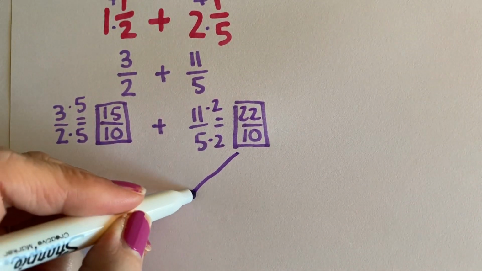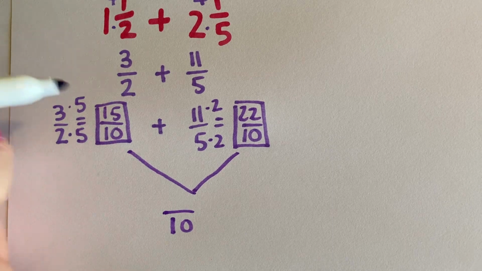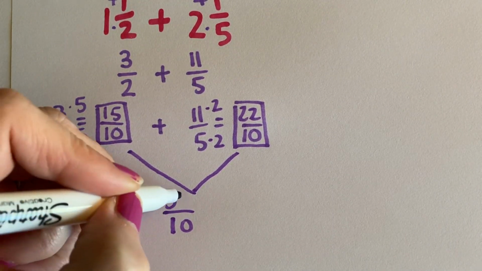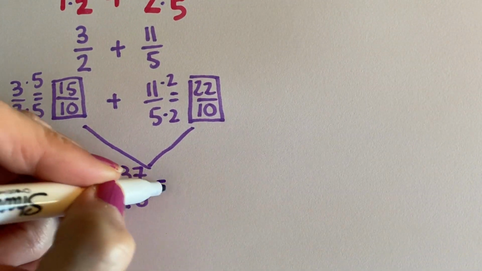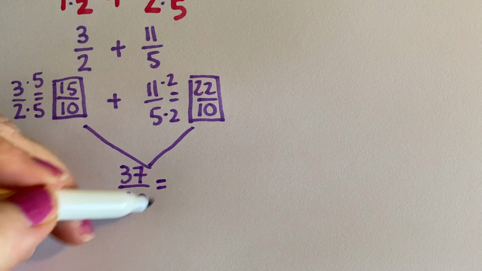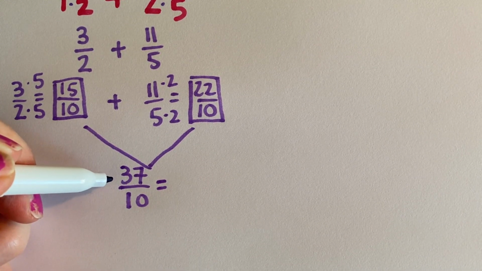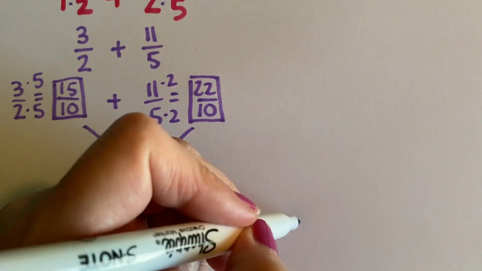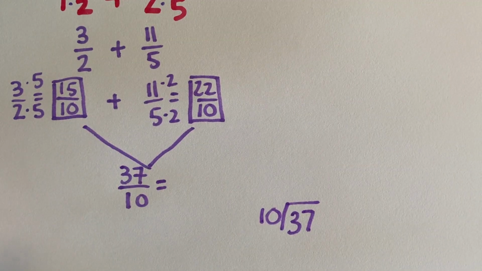Let's add the boxes. We know that bottom will be 10. 15 plus 22, I think that's 37. That's improper, so let's mix it. Now you might be at the point where you can do this in your head, like how many 10s squeeze into 37 and then how many are left over? If you can do that, go for it. If not, you come off to the side, do a little long division.